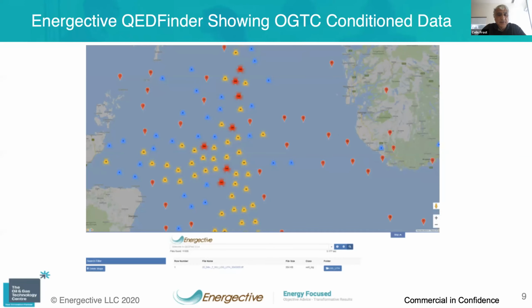Obviously, the data is useless unless you can find it quickly and visualize it. So we put this data in some tools. Here's a screenshot of the North Sea showing the distribution of data across the North Sea area. Next slide, please.